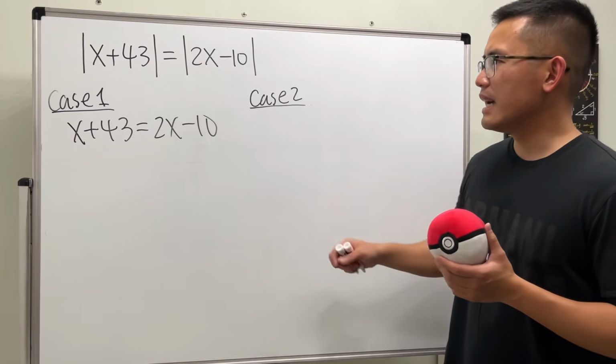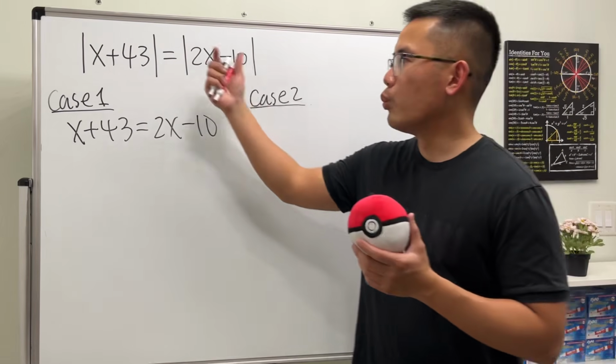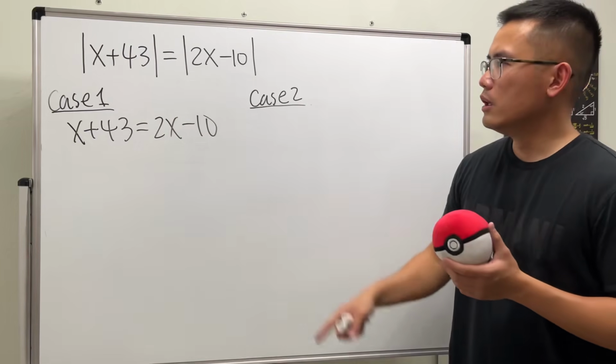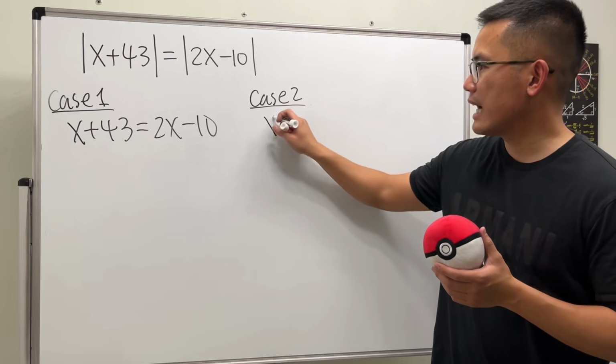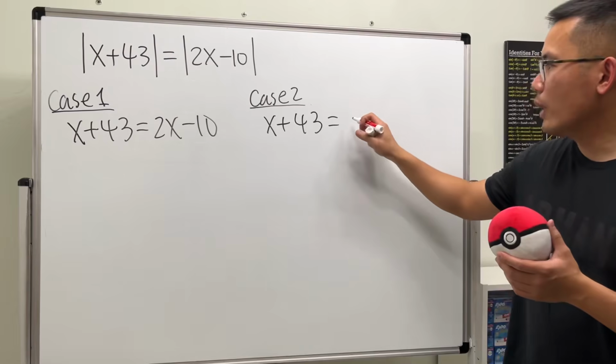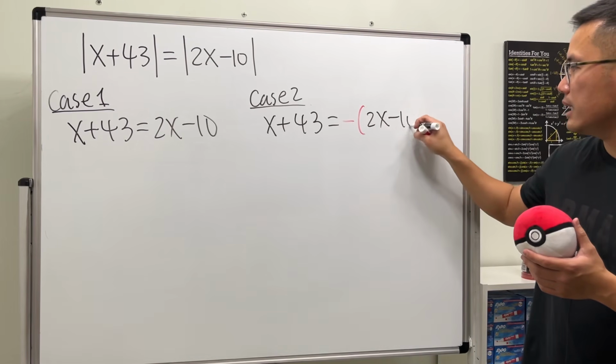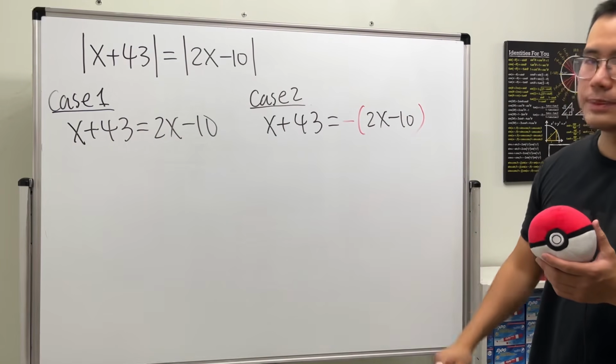The second case is that we are going to take out the absolute value and put a negative on one of the sides. That's all. So perhaps I'm just going to keep the left hand side as x plus 43. But for the right hand side, we will have a negative in front of that 2x minus 10. Alright? And now we can just proceed.